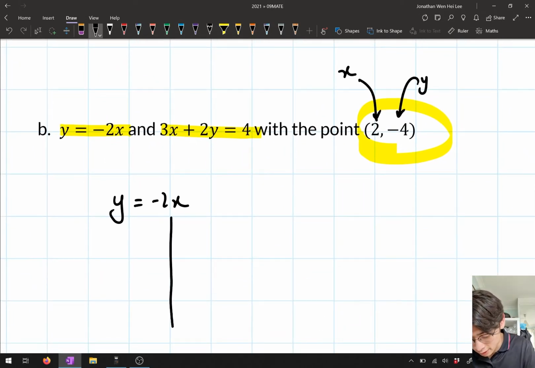So I'm going to do it on my left-hand side. Left-hand side of my equation, I just have y. And so I'm going to replace y with -4. So here I've got -4.